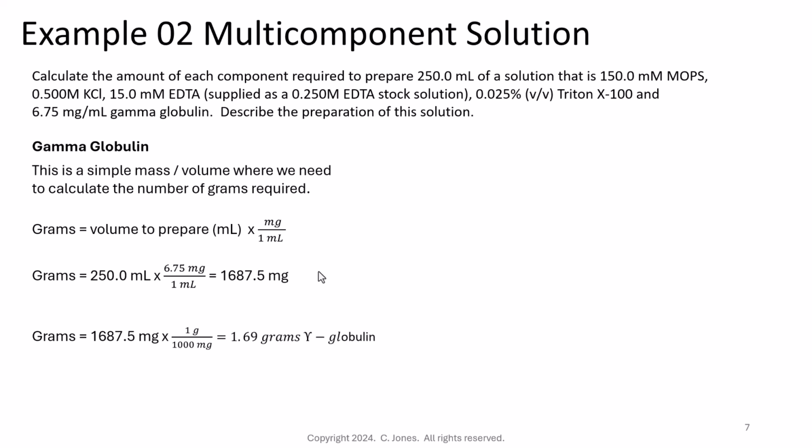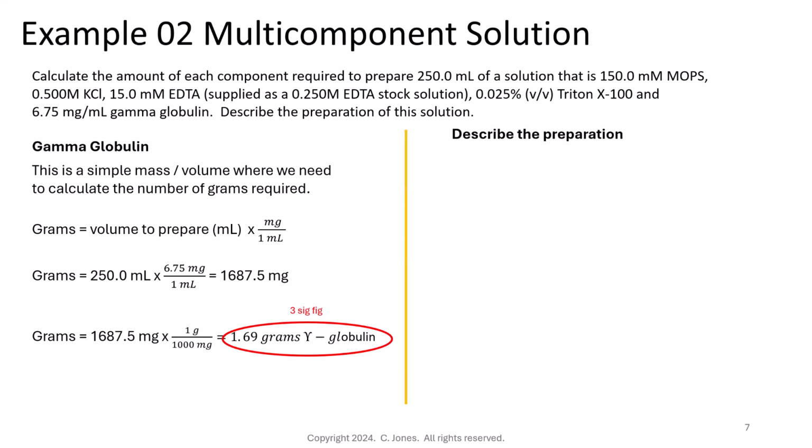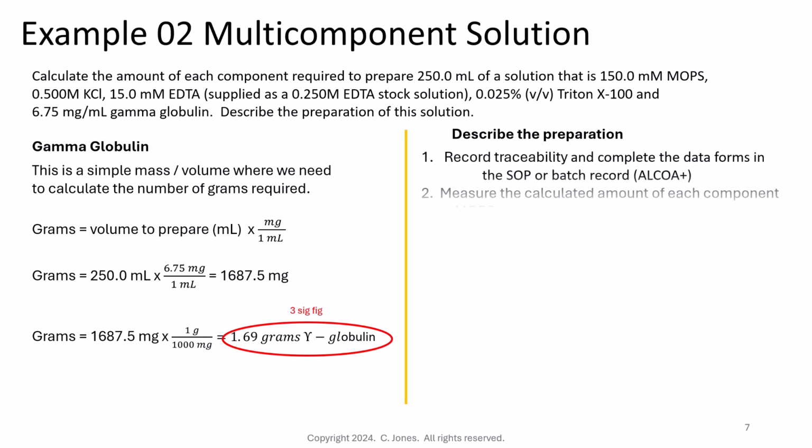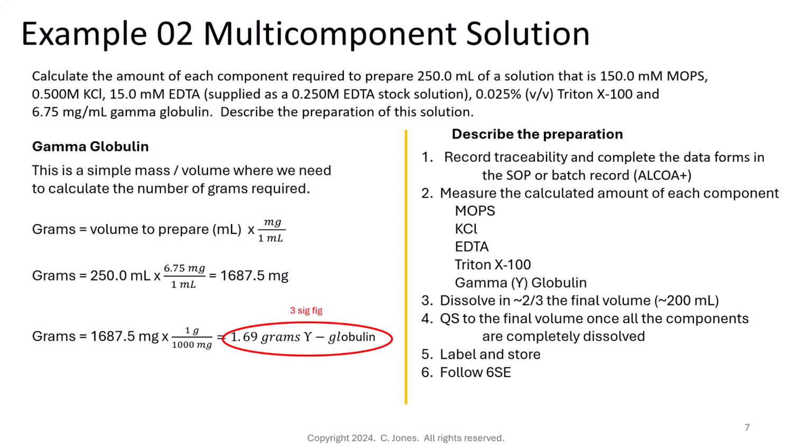grams. And if we take into account significant figures, 3 for the concentration of gamma globulin, 4 for the volume, our final answer has to have 3 significant figures. Okay? And then very briefly describe the preparation. It's essentially the same thing, because we just want people to keep in mind the steps when you prepare this, not write out the full SOP. So again, record the traceability and complete the data forms in the SOP or batch record according to ALCOA Plus requirements.